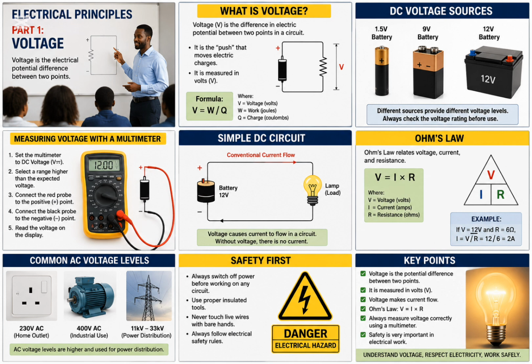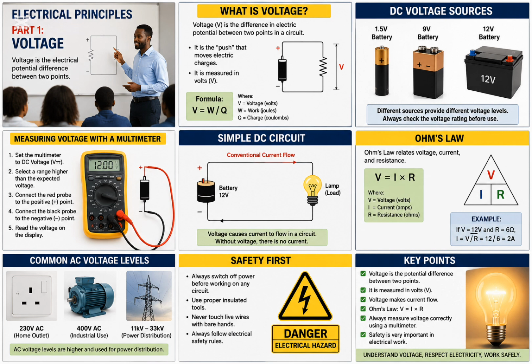Now let's look at the relationship between voltage, current, and resistance. These three electrical quantities work together and are explained by a formula called Ohm's law. The formula is V equals I times R, where V represents voltage measured in volts, I represents current measured in amps, R represents resistance measured in ohms.